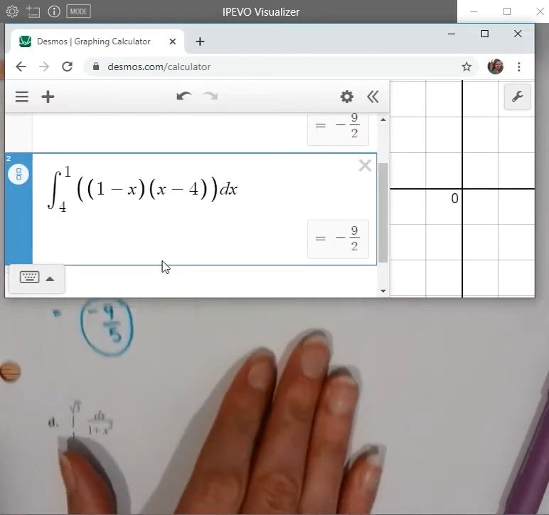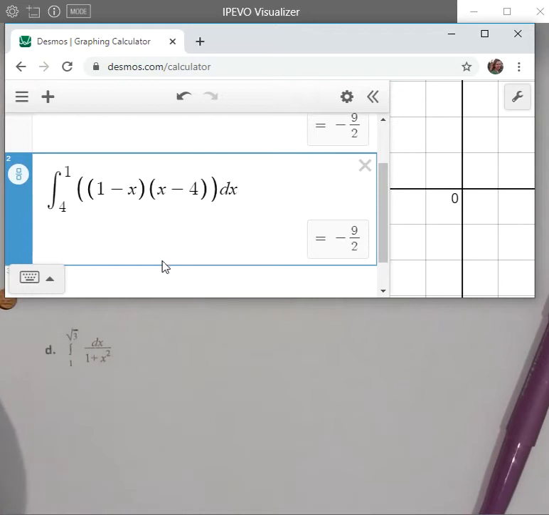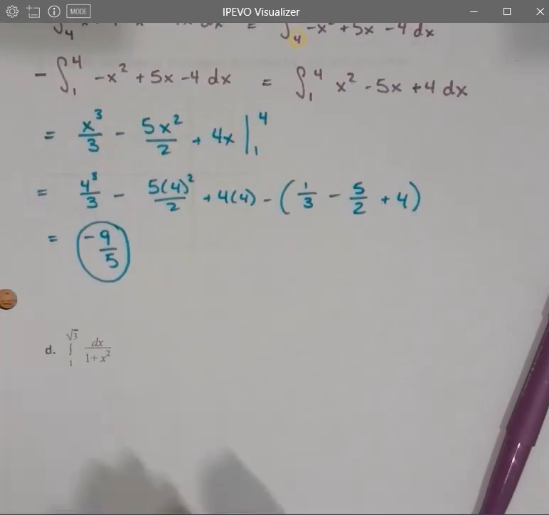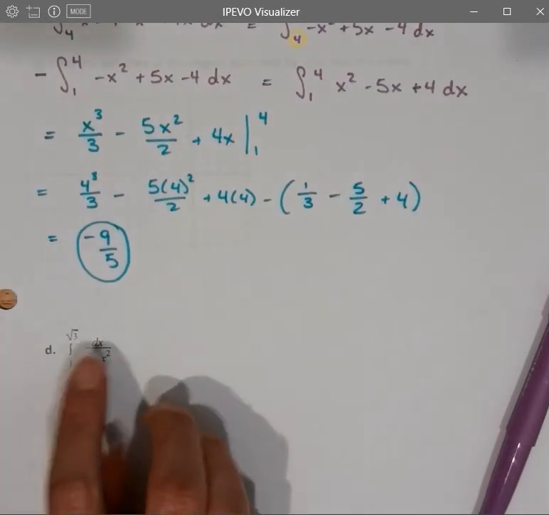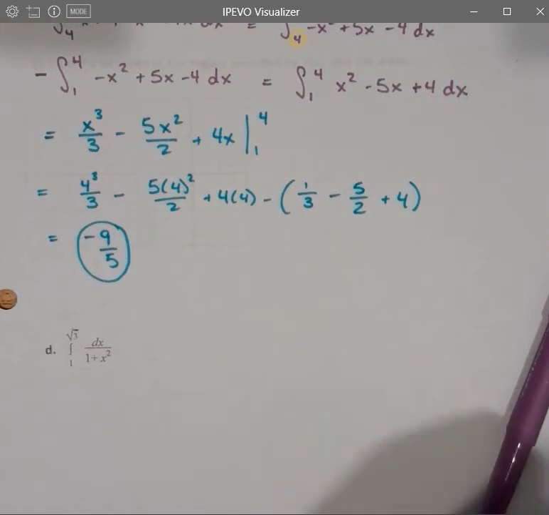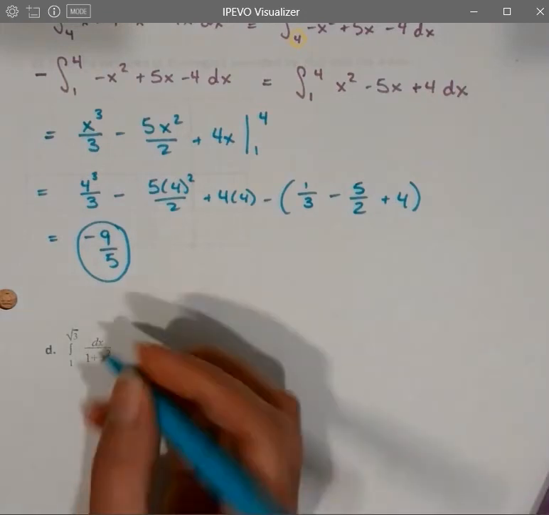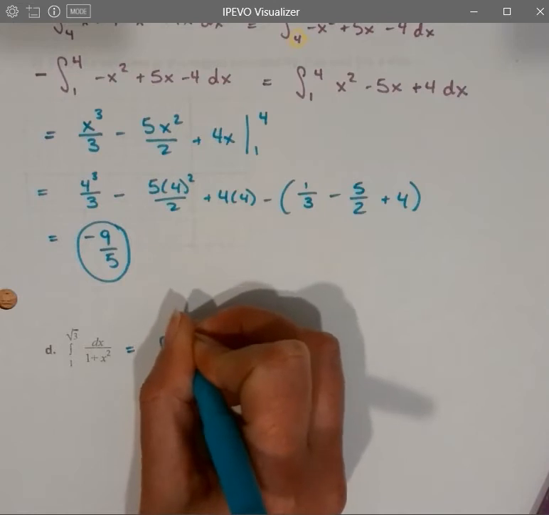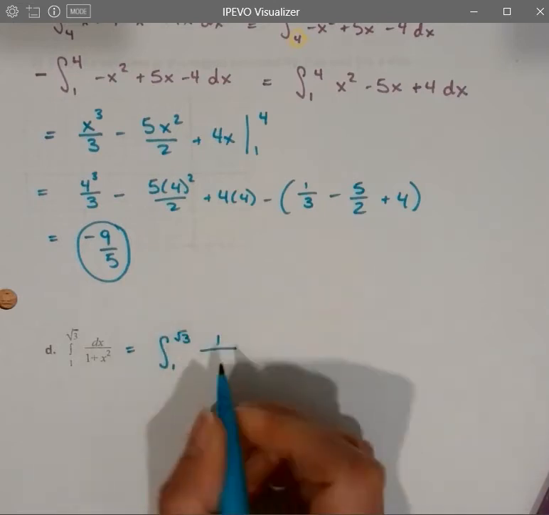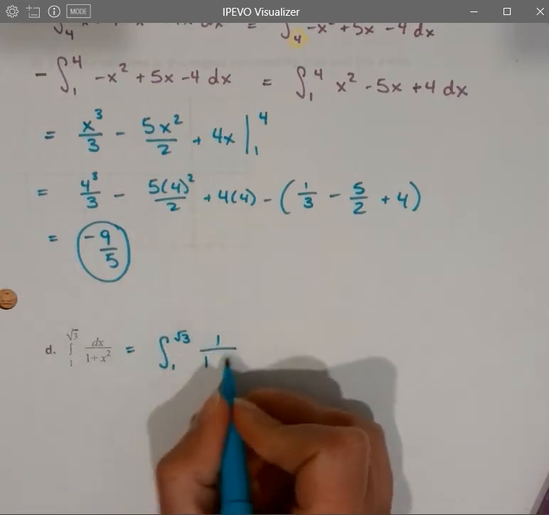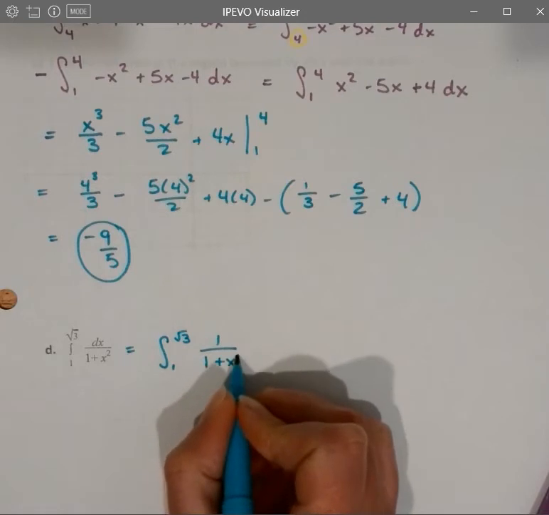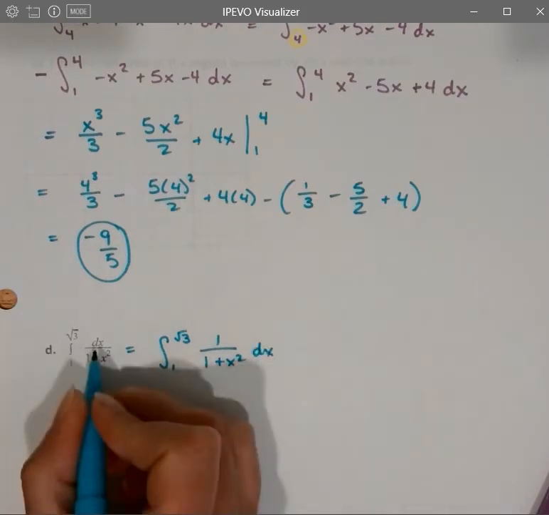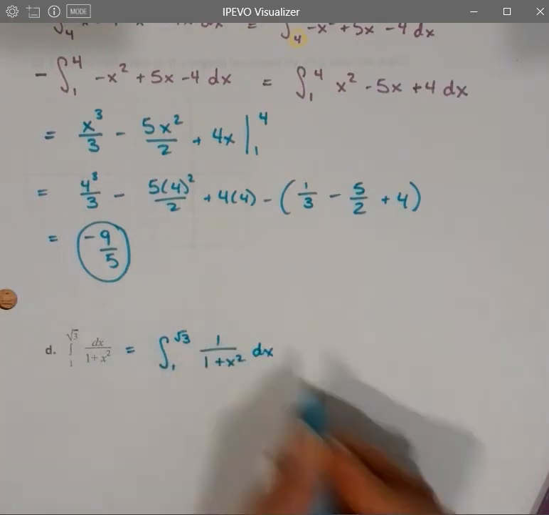Okay, then let's take a look at part D. And in part D, the dx is across the top. I like to rewrite that to put it off to the side to help make it a little more recognizable. So we're integrating between 1 and the square root of 3 of 1 times 1 over 1 plus x squared dx. dx on the top is the same thing as 1 times dx written this way.